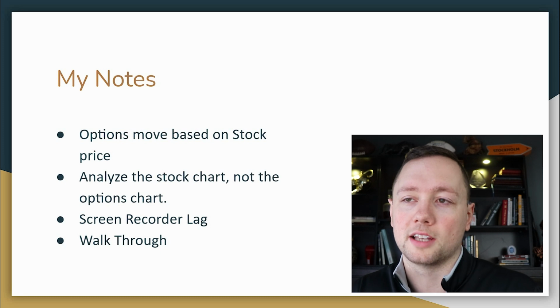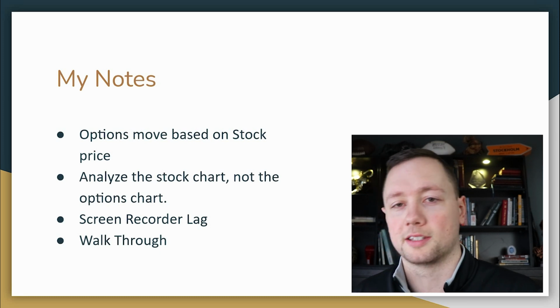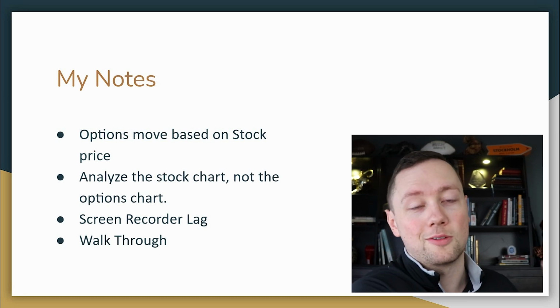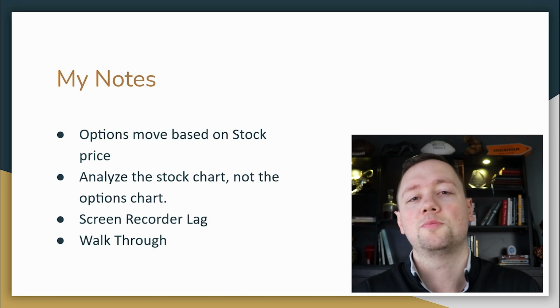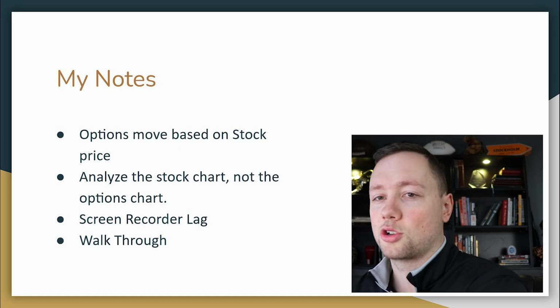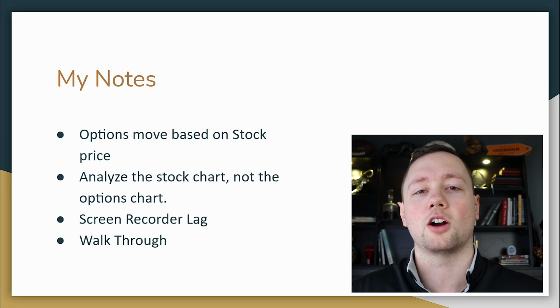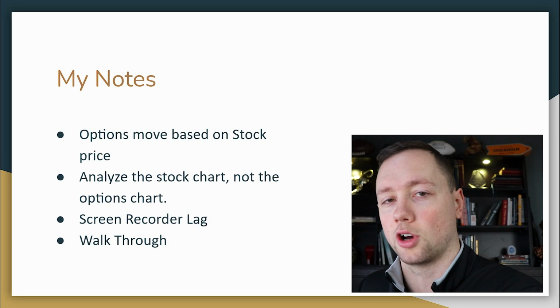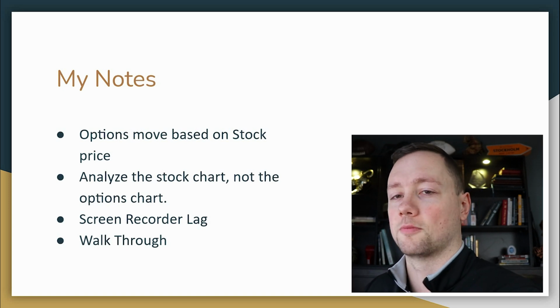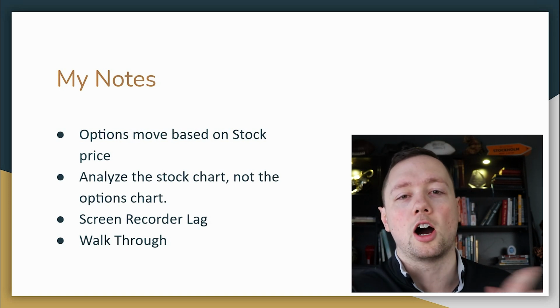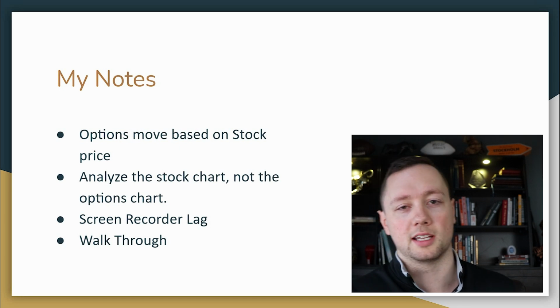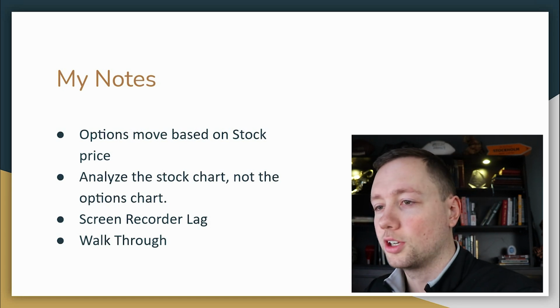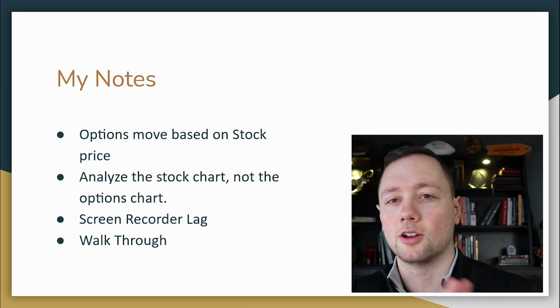A couple of notes though is that options move based on the stock price. They do not move based on the support and resistance on the options chart. They move based on the support and resistance of the stock chart. And that is why when you're trading options or when you're looking at options, you should be doing all of your analysis on the stock chart. That is where your trades come from, the stock chart, and then you use the options to take advantage of the swings. It is not the other way around. You do all of your analysis on the stock chart and not the options chart.